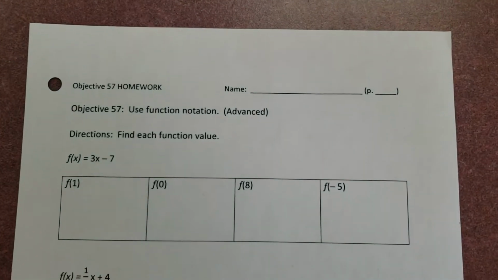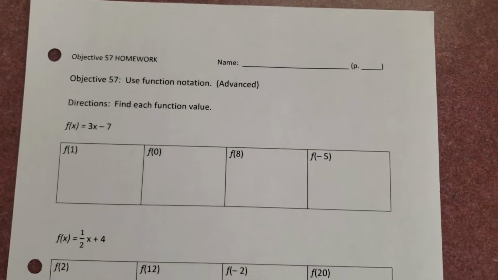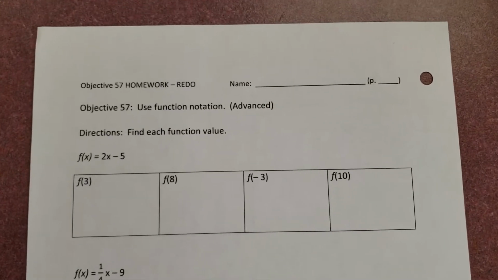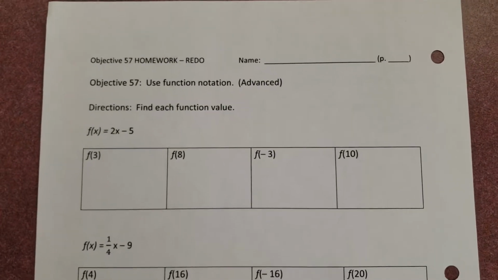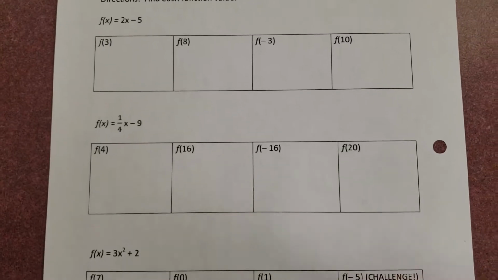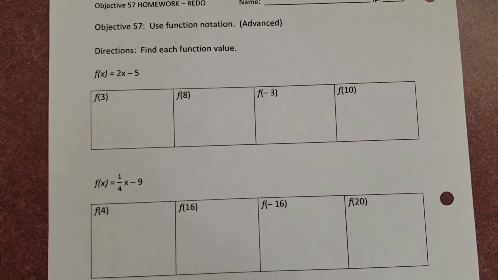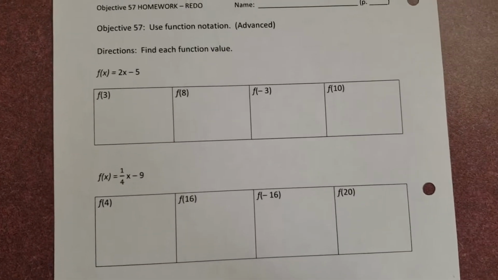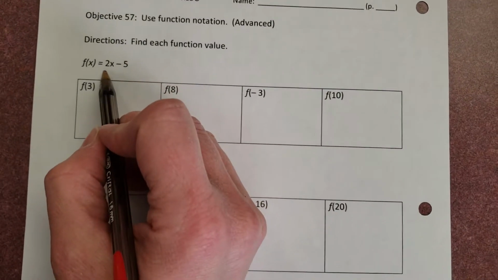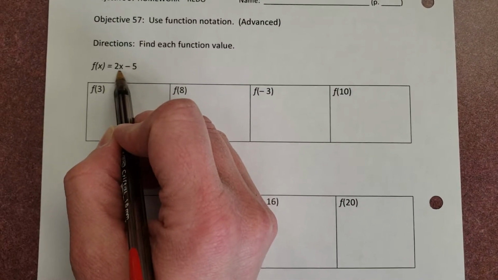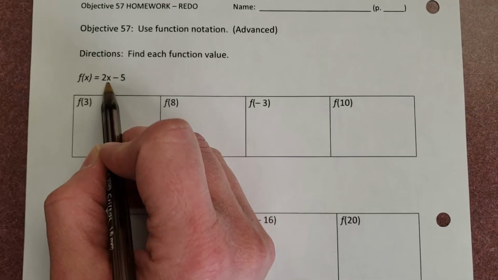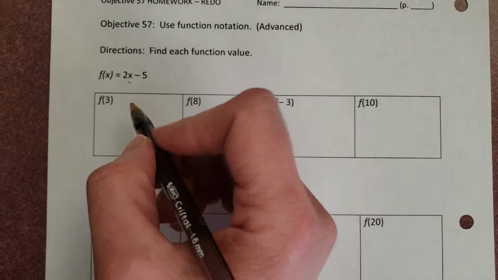So this is Objective 57 homework. I'm going to do sample questions for you, but I'm going to use the redo side so I don't rob you of opportunities for practice. Each of these functions is just the same as the front, just with different numbers. So this is the function in the first one. This means this function is going to multiply the input by 2 and then subtract 5.